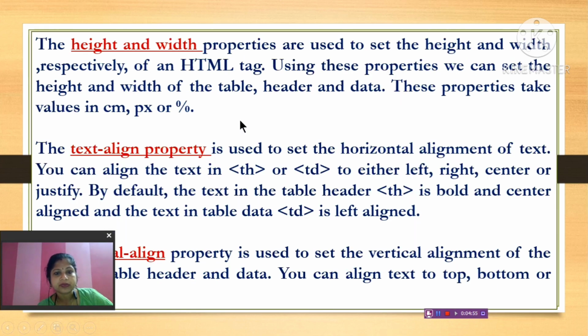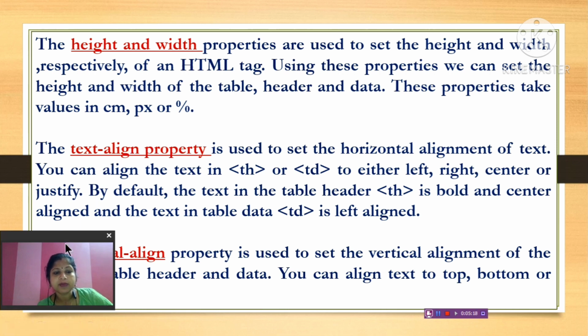Okay. Then height and width, which are used to increase the size of the table, are used to set the height and width respectively of an HTML tag. Using these properties, we can set the height and width of the table header and table data. Okay. These properties take values in centimeter, pixel, or percentage.